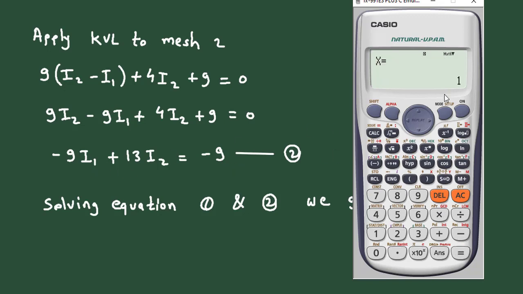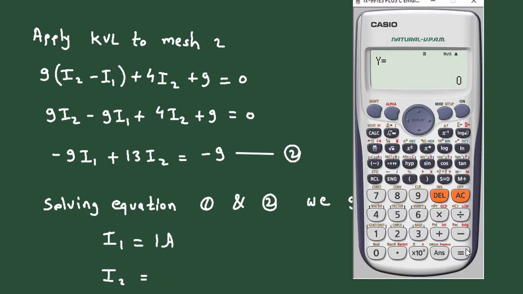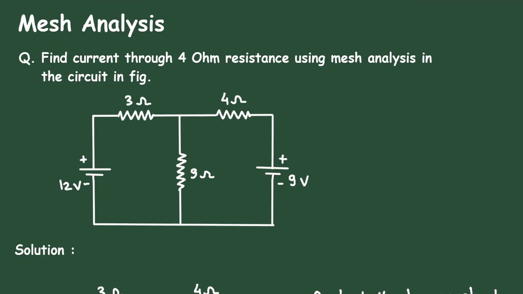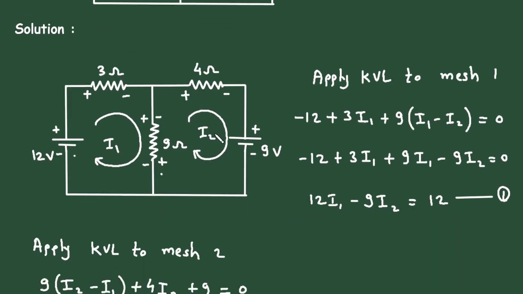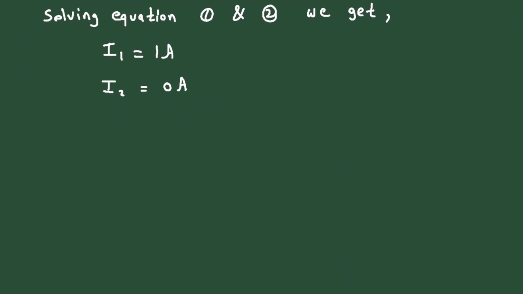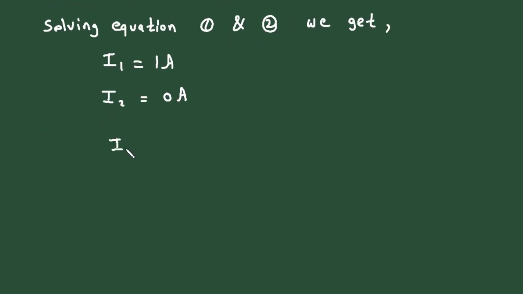So therefore the value of I1 is 1 ampere, and the value of I2 is 0 ampere. Now here in this question we have to find current through 4 ohm resistance using mesh analysis in the circuit in figure. That means we have to find this current I2, and here we can see we got the value of I2 is equal to 0 ampere. So therefore I 4 ohm is equal to I2, which is 0 ampere.